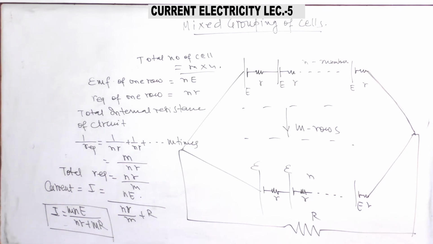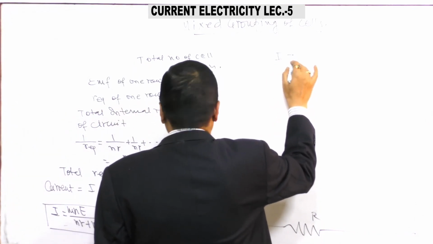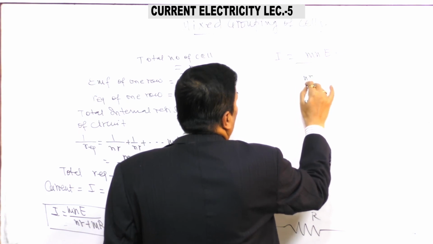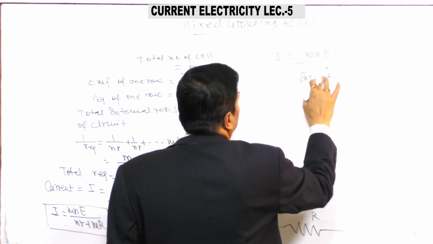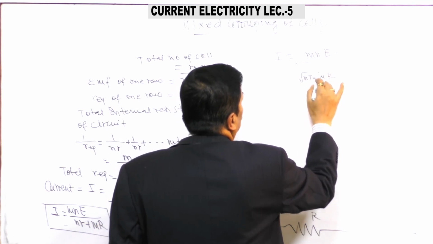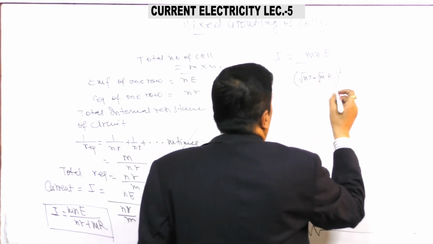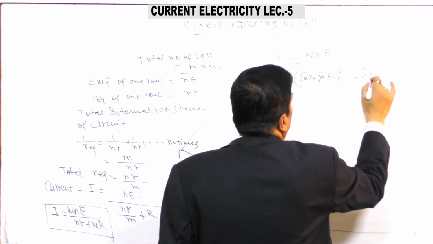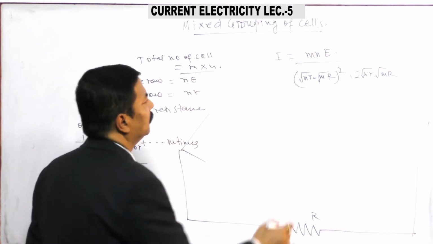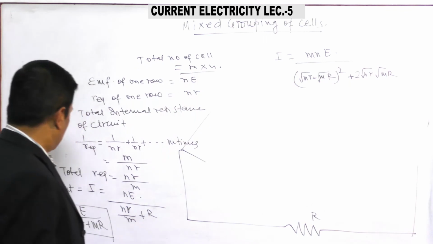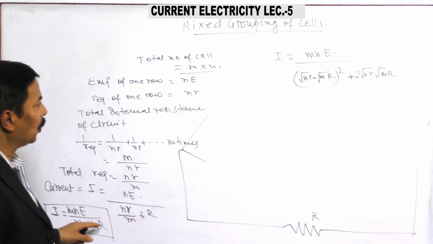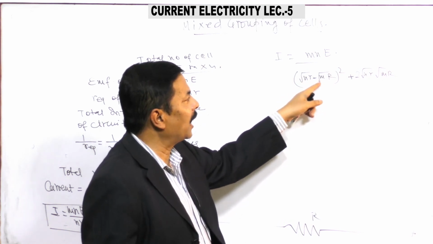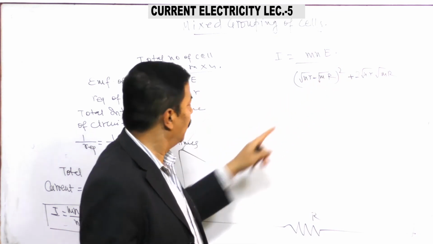Now when will this current be maximum? Here you see I is equal to mnE by the square of root nr minus root mR, plus 2 root nr mR. We can write it in this way because the square of root nr minus root mR will give nr plus mR minus 2 root nrmR, and the plus 2 root nrmR will cancel. So we are getting nr plus mR.